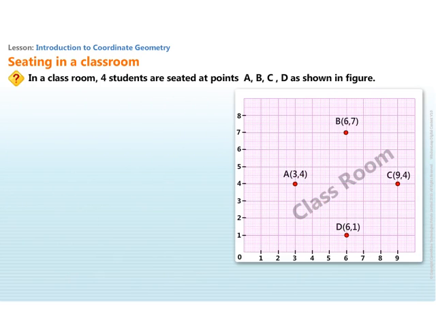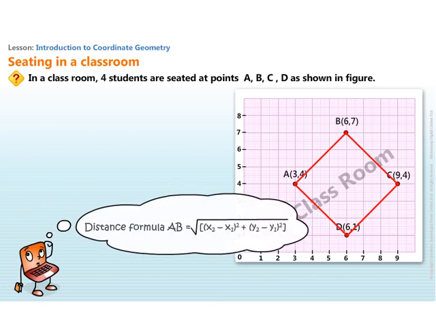To solve this, let us represent the 4 students on a rectangular coordinate system as shown in the figure. On observing the seating arrangement, we find that the position of A is (3, 4), B is (6, 7), C is (9, 4), and D is (6, 1) in the coordinate system. To check whether they are seated as a square, let us apply the distance formula.